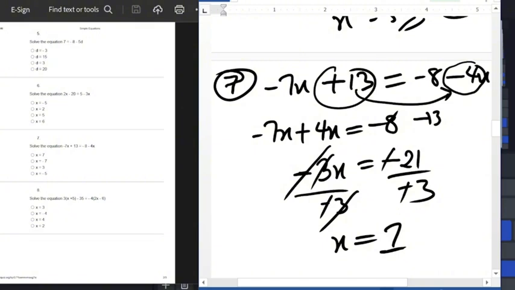Plus 21 divided by 3 is equal to 7. The answer is equal to A, option A for question 7.